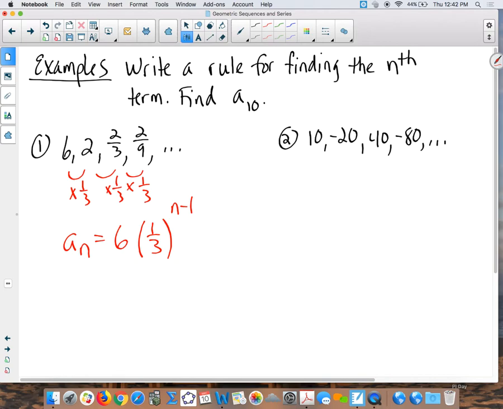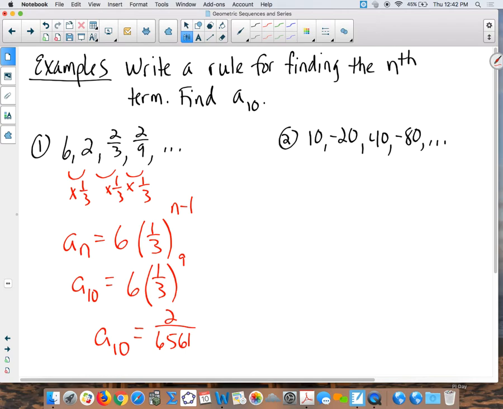Okay, and we need to find a sub 10. So a sub 10 here, we're just going to plug in 6 times 1/3 to the n minus 1, or to the 9th power. That will give us, for a sub 10, 2 over 6,561. Okay, if you can, leave your answer as a fraction instead of a crazy decimal.